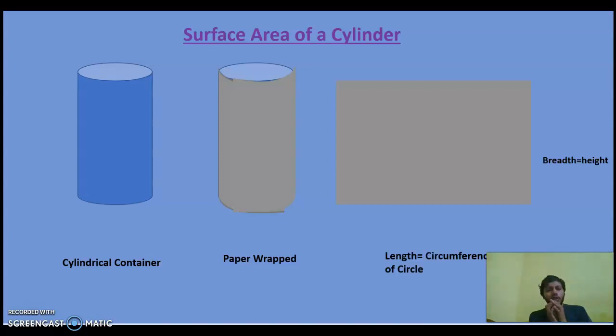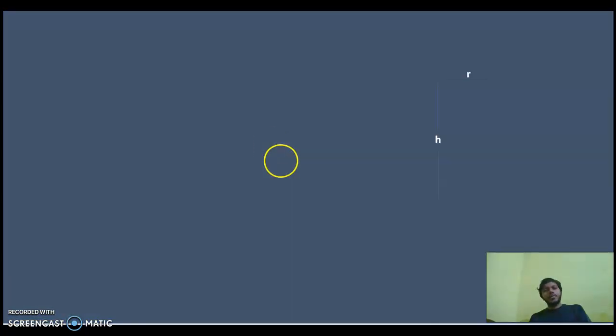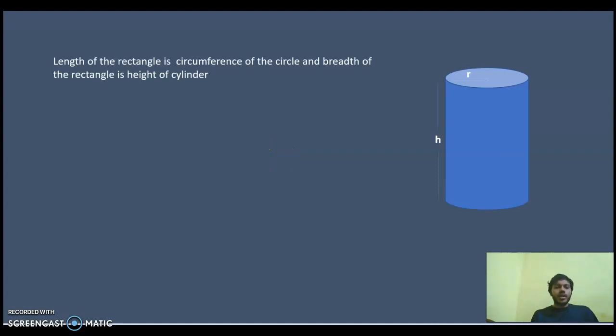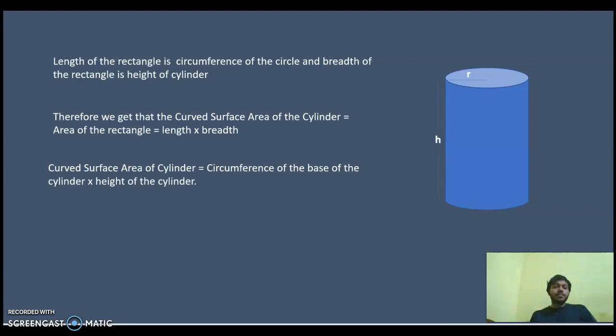If you observe carefully, the area of this rectangular sheet of paper that was wrapped around the cylinder is nothing but the area of the curved surface of the cylinder. But we know that the area of any rectangle is given by the formula breadth into length. So, as we have seen, the length of the rectangle is the circumference of the circle, whereas the breadth of the rectangle is the height of the cylinder. So, the curved surface area of the cylinder will be equal to the product of these two. That will be the circumference of the base of the circle into the height of the cylinder.